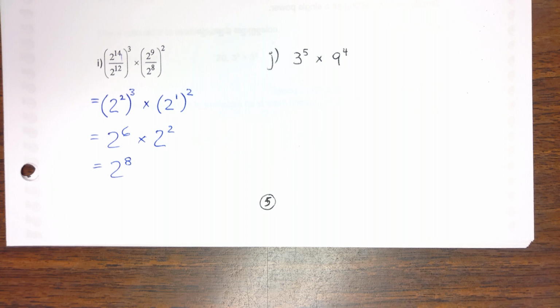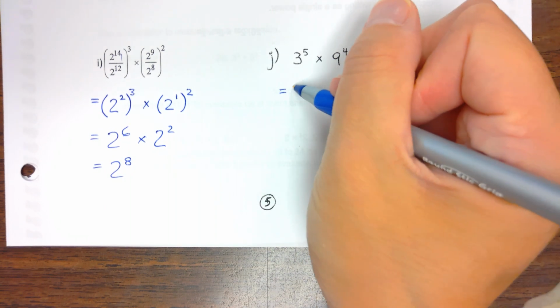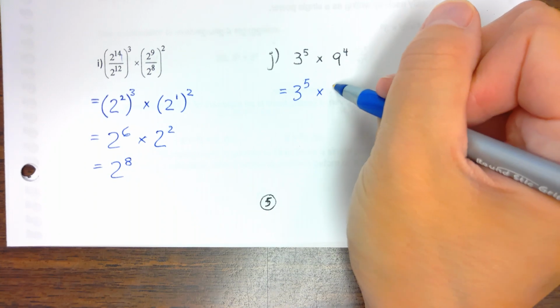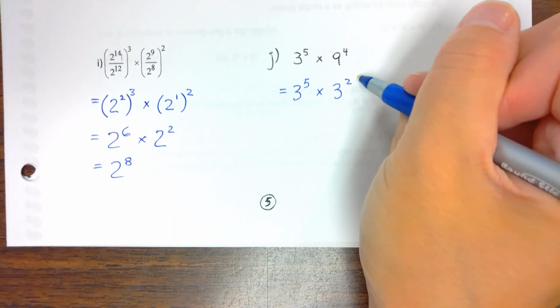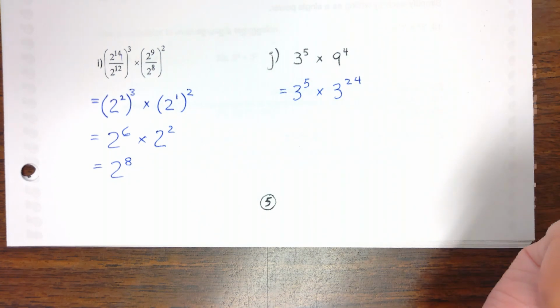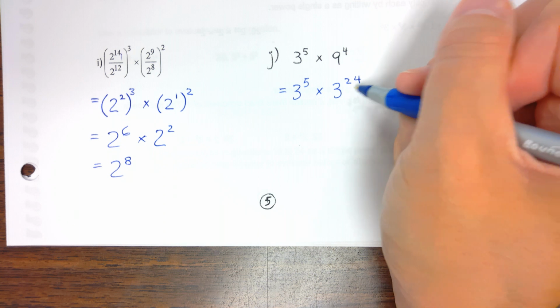Yeah. So first we have to convert the 9 into something we can actually work with. Good. So we turn it into a 3. So it will become 3 to the power of 5 multiplied by 3 to the power of 2 to the power of 4. Like that? No, 3 to the power of 2 to the power of 4. Okay, so what do I need in there? So we need brackets. Brackets, that's right. This to me looks like 3 to the power of 24.